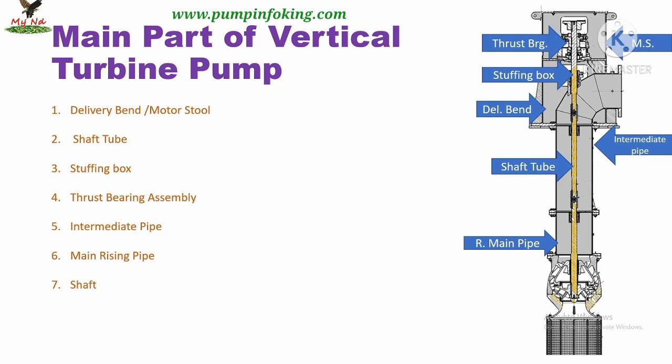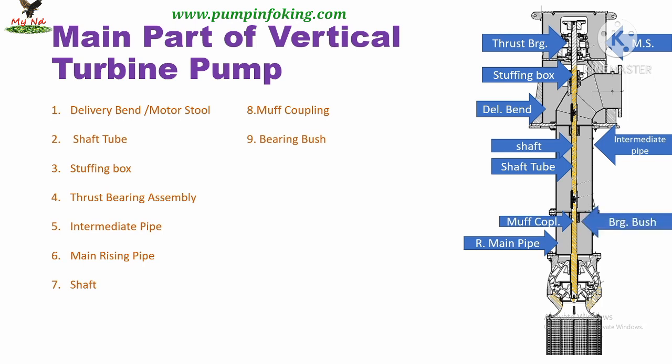The next part is the shaft. These middle ones are the shaft. The shaft is a rotating component used to transfer energy from the motor to the impeller. The next part is the muff coupling. The main function of the muff coupling is to connect the shafts to each other. The next part is the bearing bush. This is the bearing bush. The bearing bush provides support to the shaft and reduces friction.